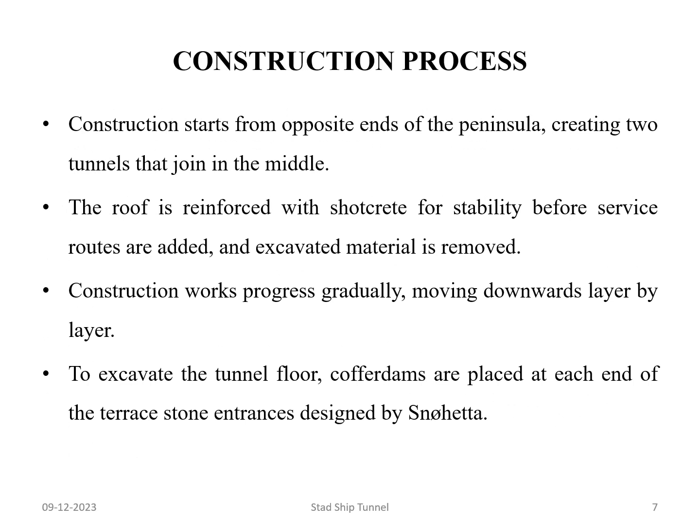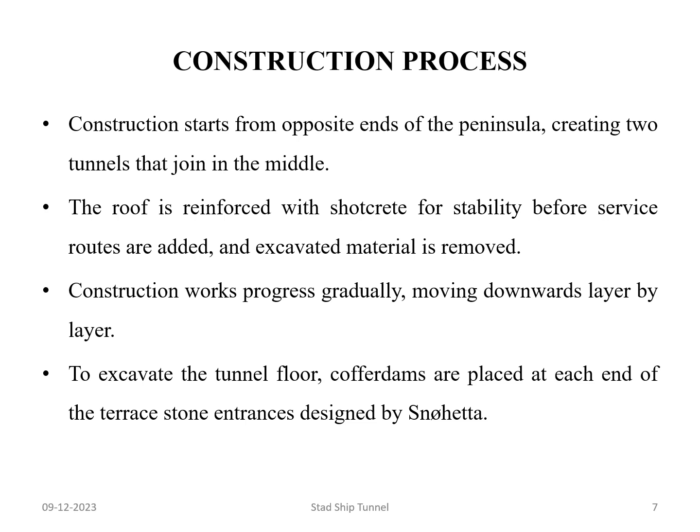In this slide, we will see the construction processes involved during the construction of the tunnel. Construction work starts from excavation of material from each end of the Stad, creating two tunnels that join in the middle. The roof of the tunnel is reinforced with shotcrete immediately after excavation. Then the service routes are added to remove the excavated material. This work is performed layer by layer from top to bottom, in which when tunneling of one layer is completed, then another layer is dug out.